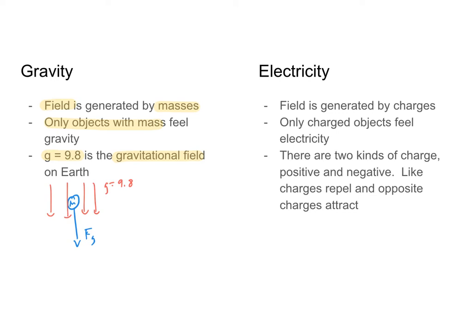So electricity is a field that you might be a little less familiar with. Electricity is a field that is generated by charges rather than masses. So when I say charges, I mean objects that either have a positive charge or a negative charge. A good example of something that's charged is an electron, which has a negative charge. And because these electrical fields are generated by charges, only charged objects are going to experience electricity.